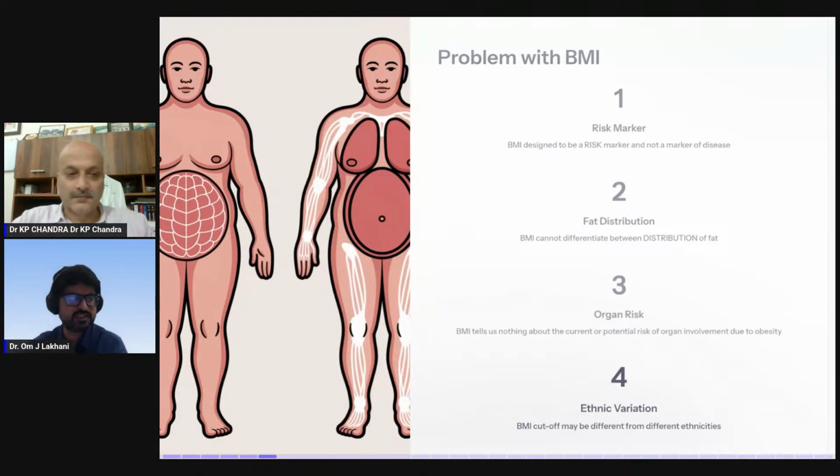Anup Mishra sir's paper has elaborated on this. So there is an ethnic variation also. So do you agree, sir, with these problems with BMI? Anything you'd like to add here as well?